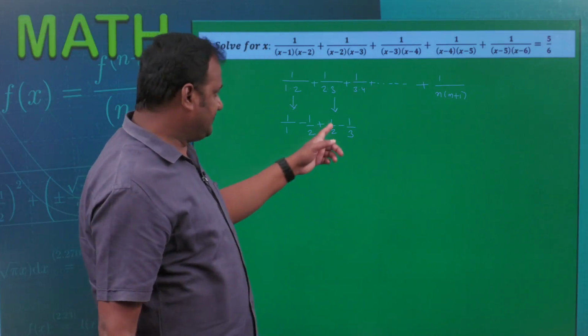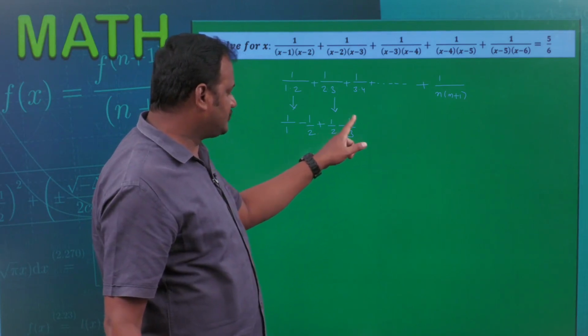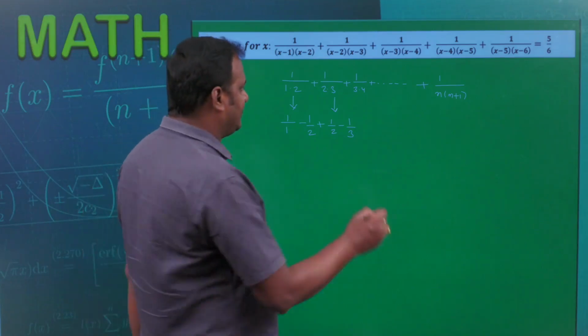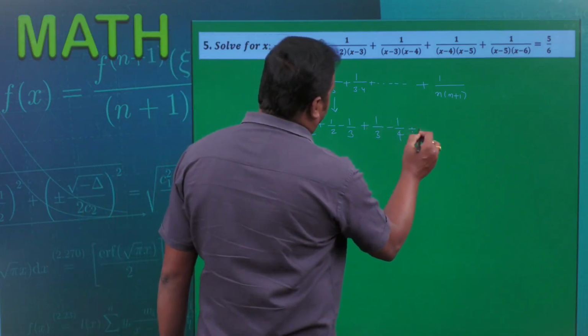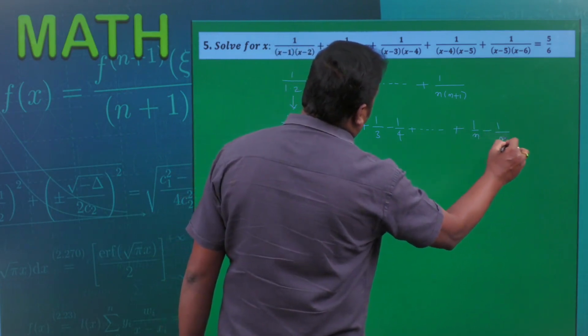Correct? If you simplify this, 3 minus 2 equal to 1 divided by 2 into 3. Like that, the next one can be written as 1 by 3 minus 1 by 4. And so on. The last one can be written as 1 by n minus 1 by n plus 1.